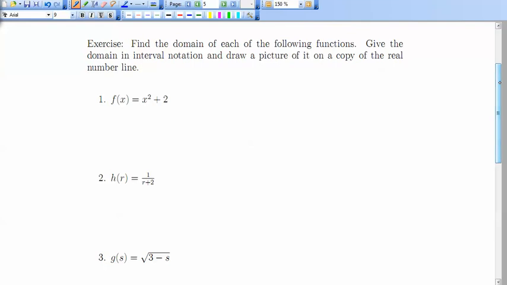Now if we look at our first function here, we've got x squared plus 2 as our expression, and there's no even root there, there's no denominator. So our domain is going to be all real numbers. Now to express all real numbers in interval notation, I'll say it's the open interval from negative infinity to positive infinity. And in this exercise, we're also going to draw our interval on the real number line.